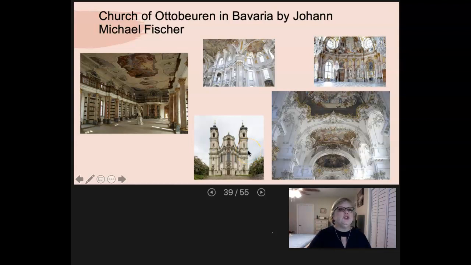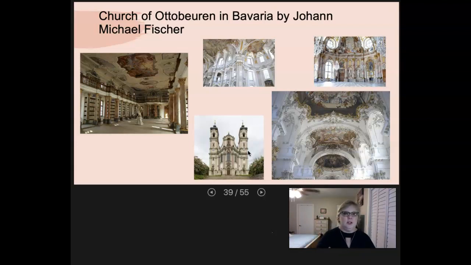This is the Church of Ottobeuren in Bavaria, and this was designed by Johann Michael Fischer. Fischer's greatest work is generally considered to be the Benedictine Abbey Church at Ottobeuren. This is a vast Rococo structure that's centered on three successive cupolas and lavishly but elegantly decorated with sculpture, stucco work, and paint.